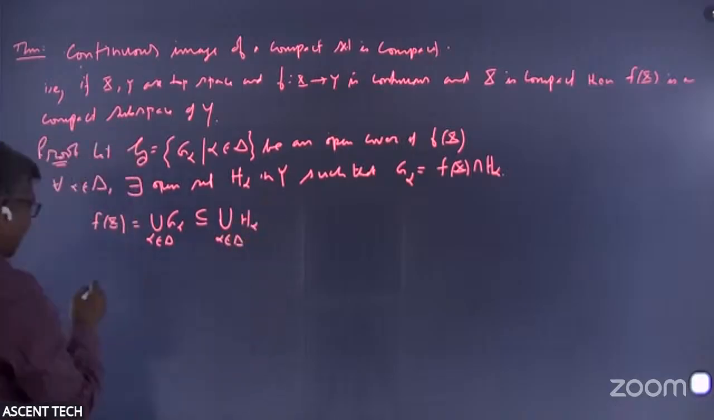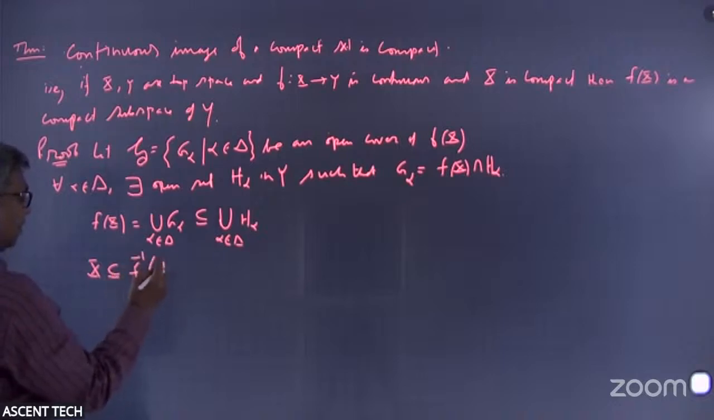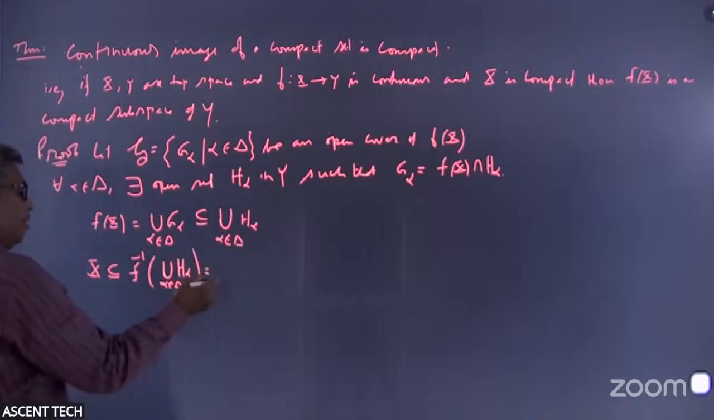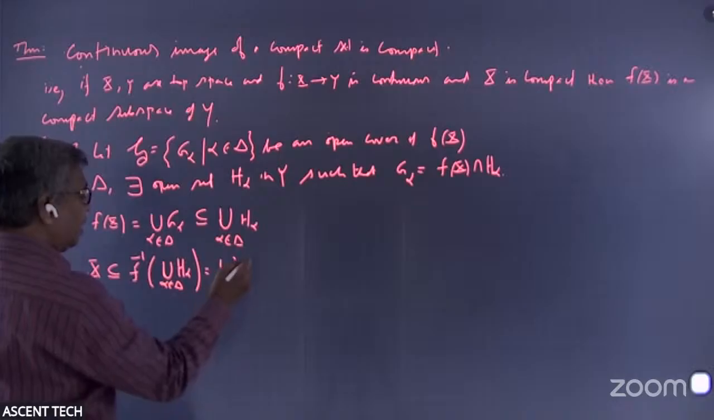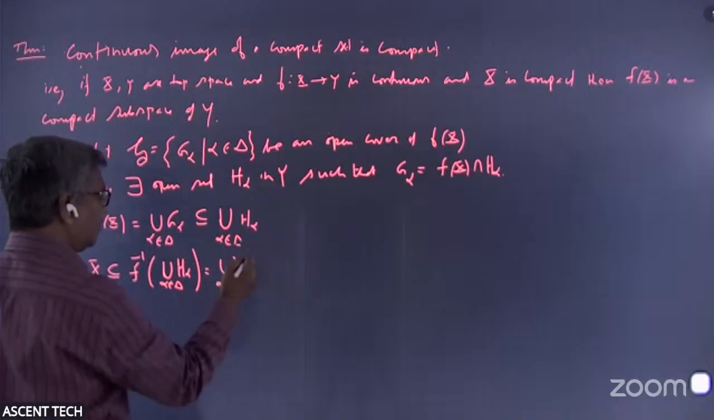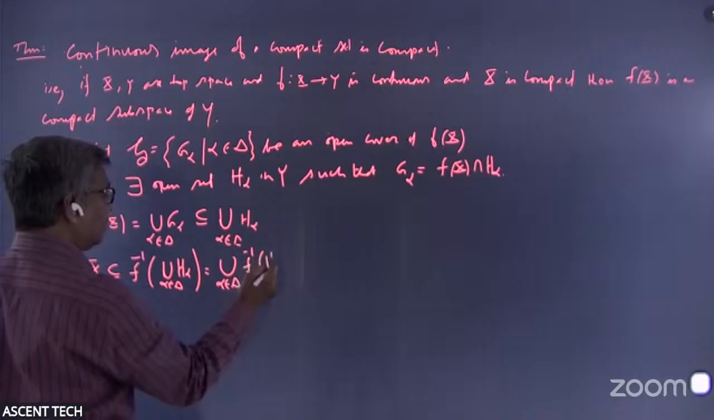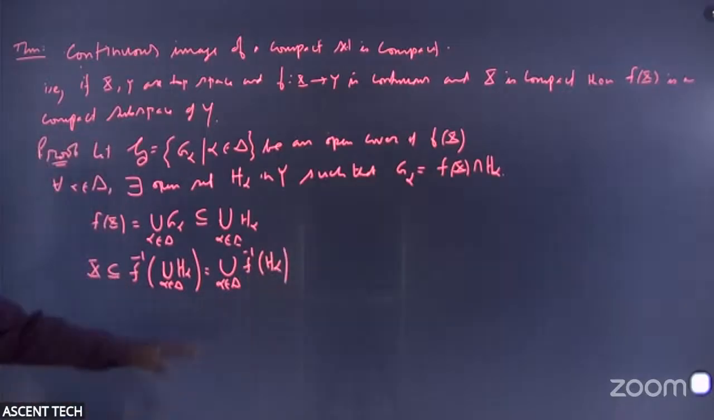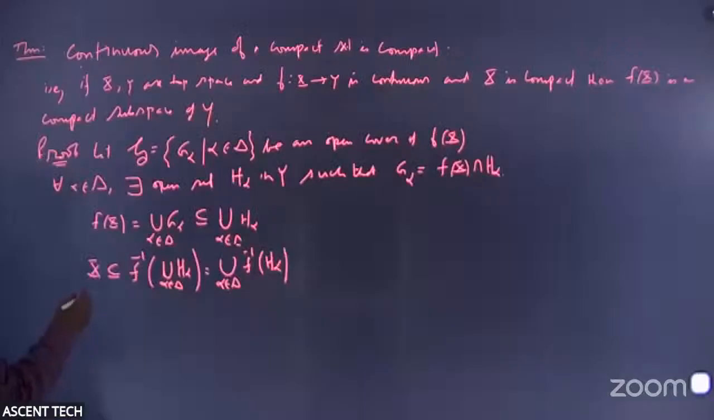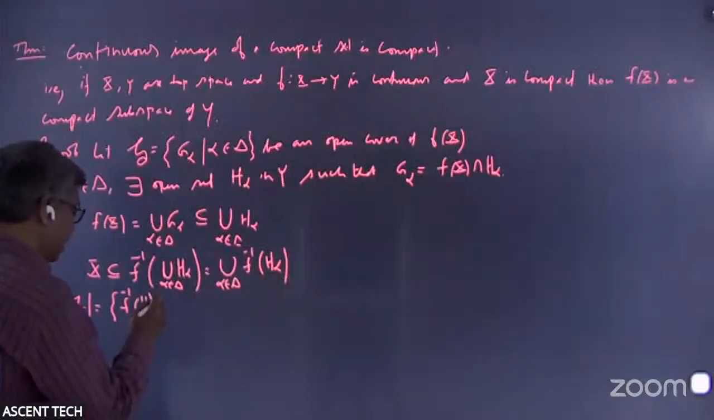And therefore, if you pull back, you see x is contained in f inverse of the union of H alpha, alpha in delta, but the inverse has that property. You can write it as the union over alpha in delta of f inverse H alpha. So this is going to be a cover of x. So let H be the set of all f inverse H alpha, alpha in delta.